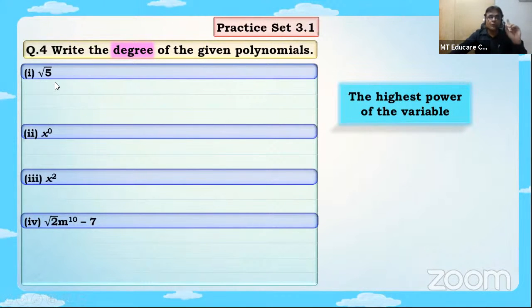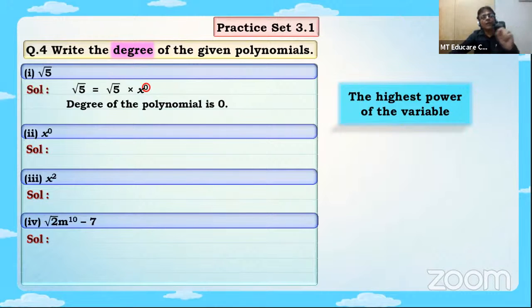Now don't get confused with this; the basic problem is here, this is where you get confused. The variable is not there in the root sign, so we'll keep root 5 as it is. Root 5 will be written as root 5 x raised to 0. So the degree of this number root 5 is 0. Sir, which is highest? Highest is 0, lowest is also 0, because I have only one term. So the degree is 0. We don't have to write the highest power here. But if you have more than one term, in the fourth one you will have to write it.